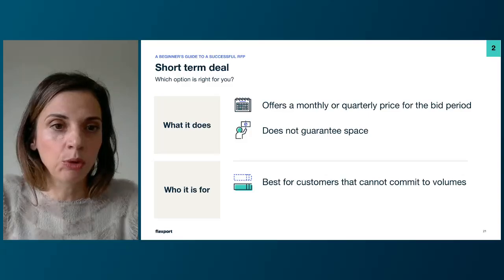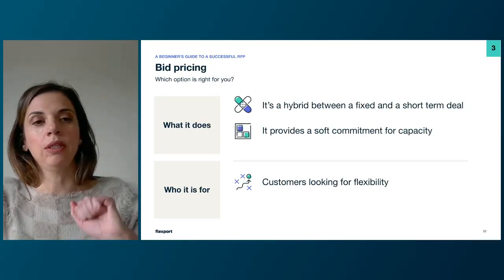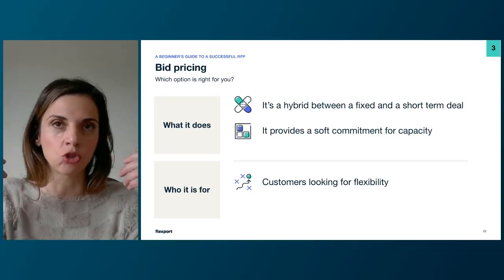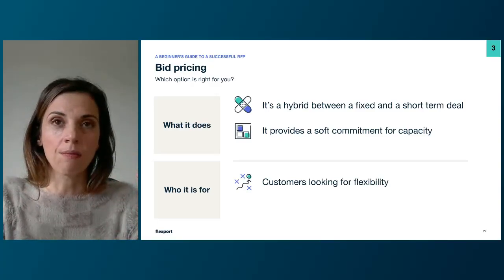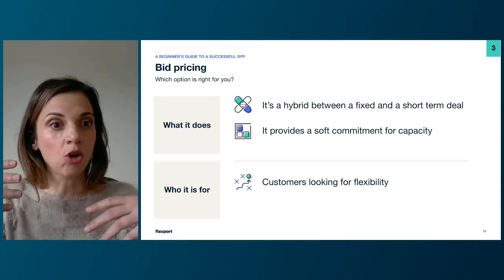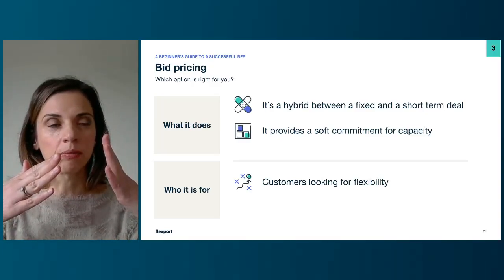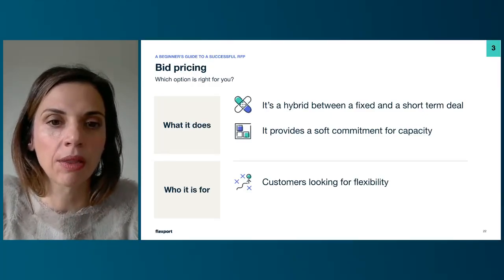So the third type will be a hybrid in between these two. So a hybrid between the short-term deal and the long-term deal, and we call it bid pricing. So we see a lot of this. It could vary a lot in terms of its length structure. It could be 3 months, 6 months. We sometimes get 1 month.